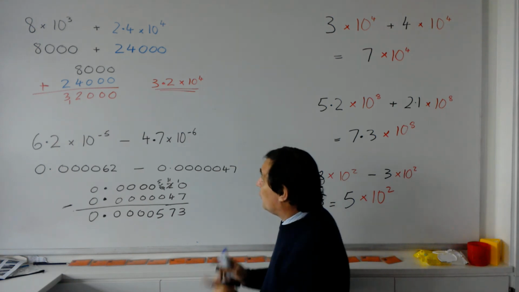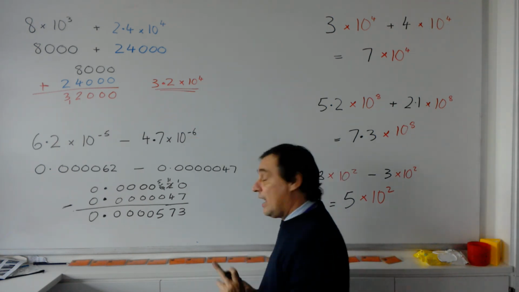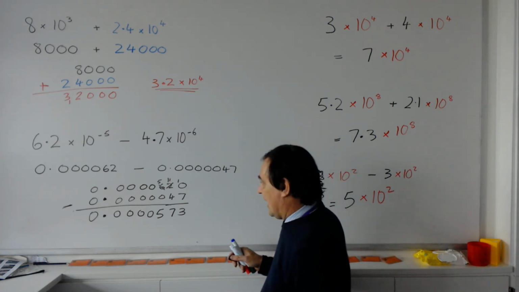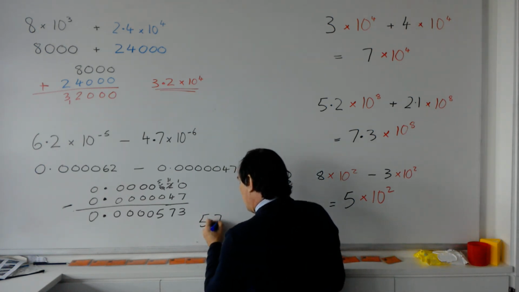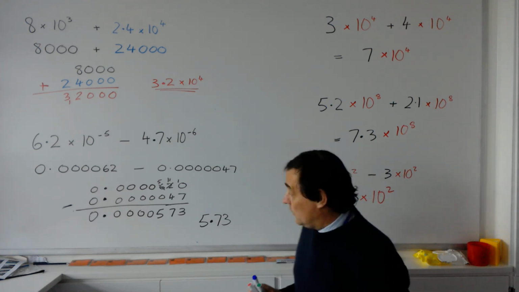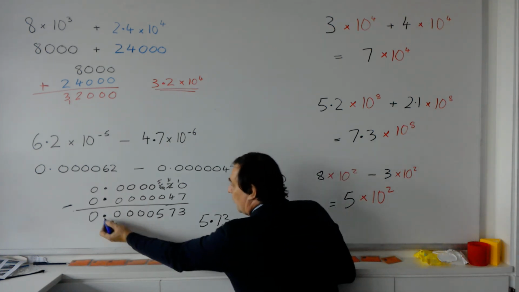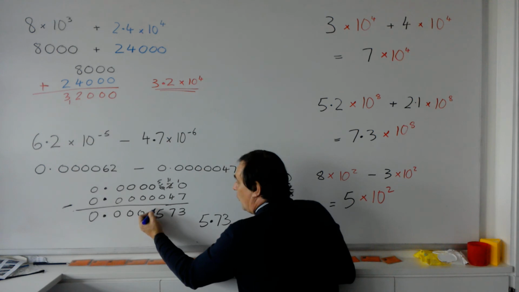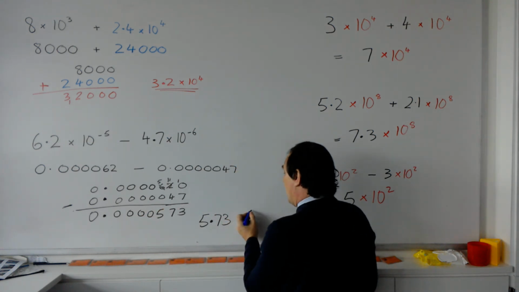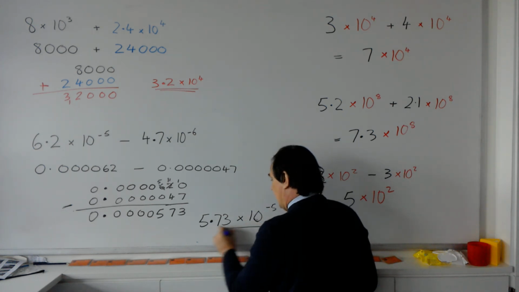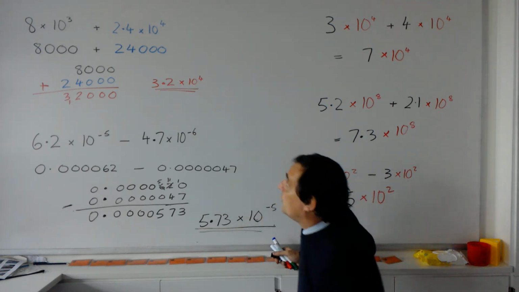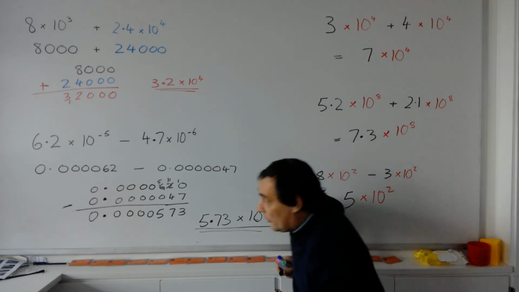So what we've got to do, in the same way we did in the question above, is convert it back into standard form. So we're going to have 5.73, which is our number between 1 and 10. Bounce the decimal point once, 2, 3, 4, 5 times, by 10 to the minus 5. So 5.73 times 10 to the minus 5 will be the answer.